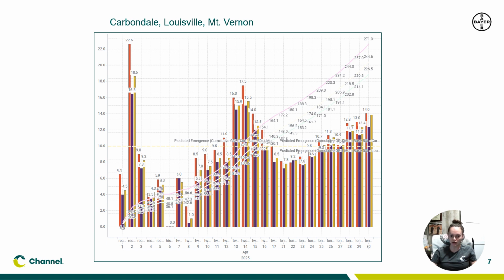And if we think about 90 to 120 GDUs in April, we're really not going to hit that mark until anywhere from the 13th to the 16th, depending on where you are. It's really not ideal for corn to sit in the ground for 13 to 16 days. My rule of thumb is 5 to 7 days is great for corn emergence. So the graph here is for Carbondale, Louisville, and Mount Vernon.